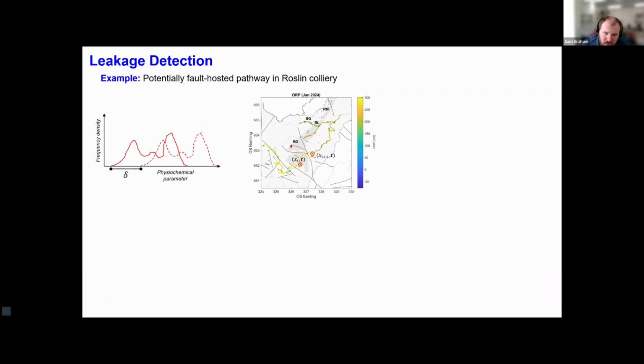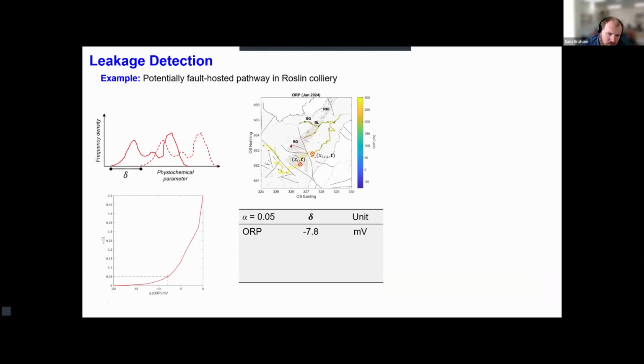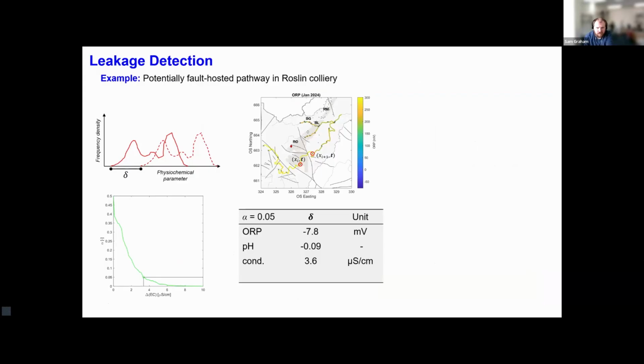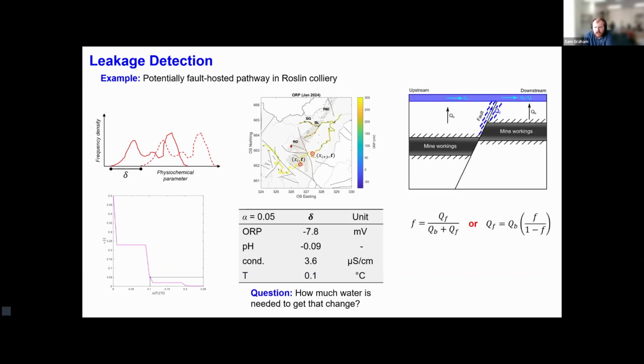And we're going to take this example where we do see the water quality decrease downstream of a fault. In other words, we think there is something potentially already happening here. How much more would we need to identify a problem on top of that in an operational scheme? So we run this for oxidation reduction potential. We find it's 7.8 millivolts, pH nearly 0.1 of a pH unit, conductivity 3.6 siemens per centimeter, and the temperature's 0.1. So the question is, how much do we need to get that change?